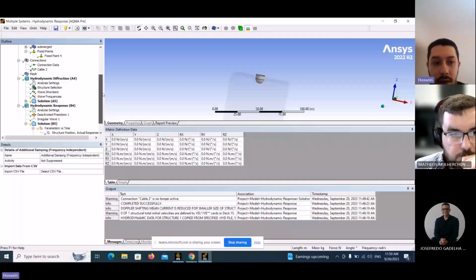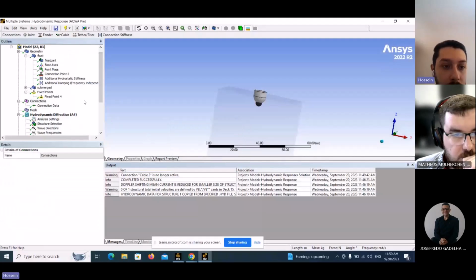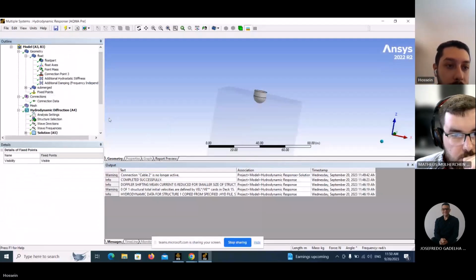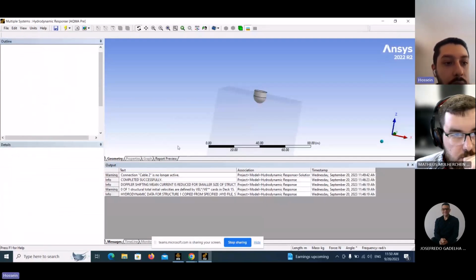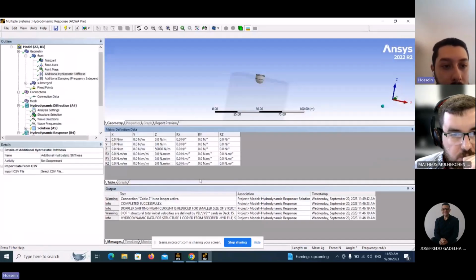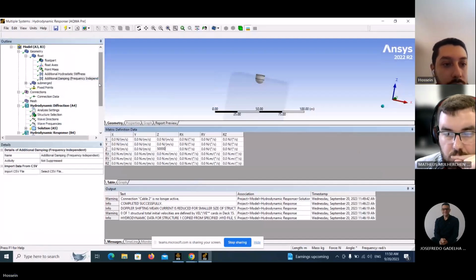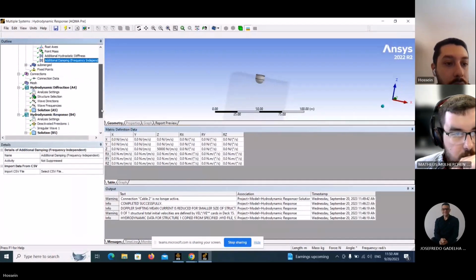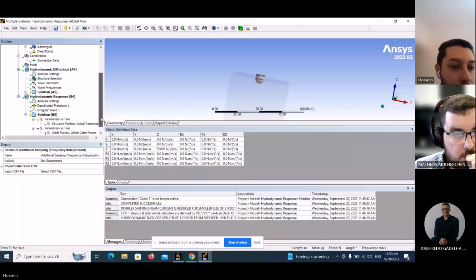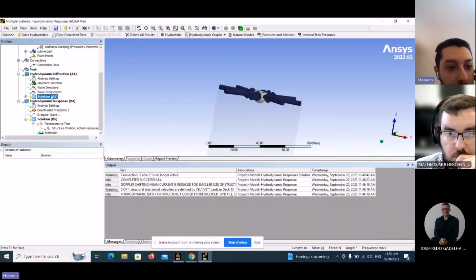Let's see that. Sorry for this problem. Okay. We add the stiffness matrix and the damping matrix. Okay, now first we have to do the frequency domain and then the time domain analysis.